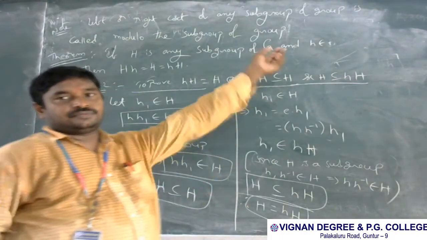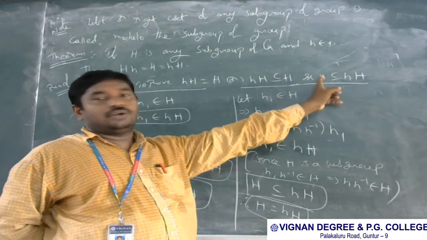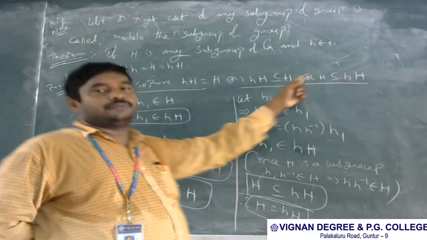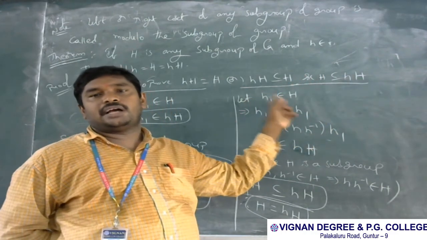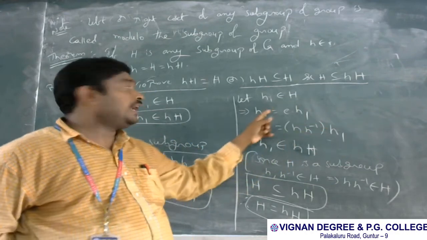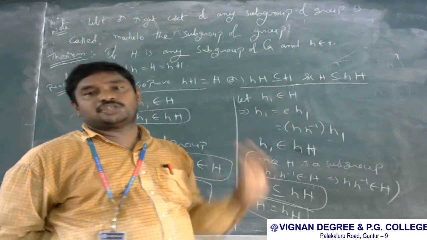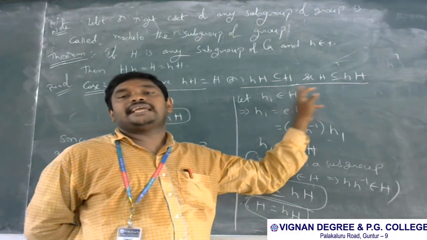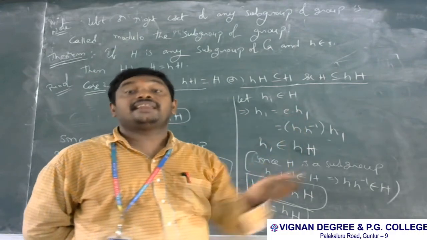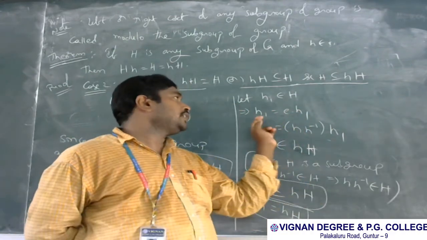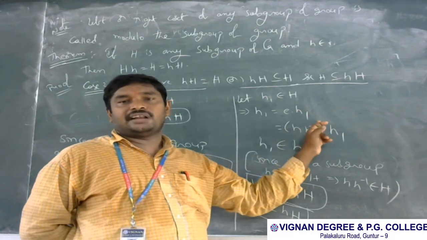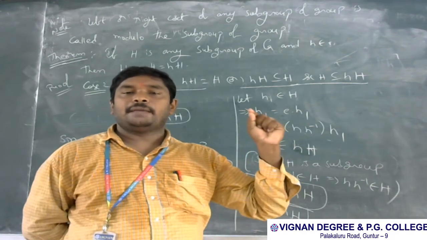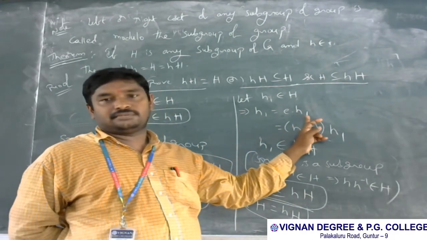Next, the second one. Now I am going to prove capital H is a subset or equal to small h into capital H. Okay, so let small h1 belongs to capital H. Then I am removing belongs to. When you remove belongs to, it means the containing set is equal to the containing element. So it is equal to E into h1. Here E is an identity element.